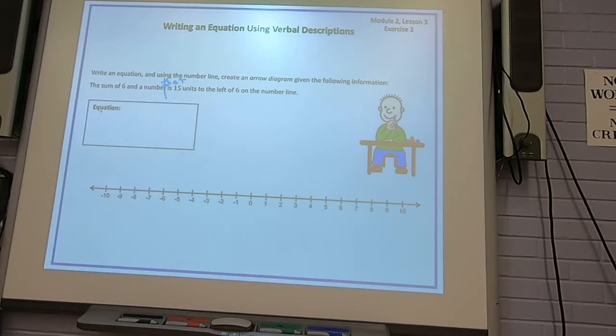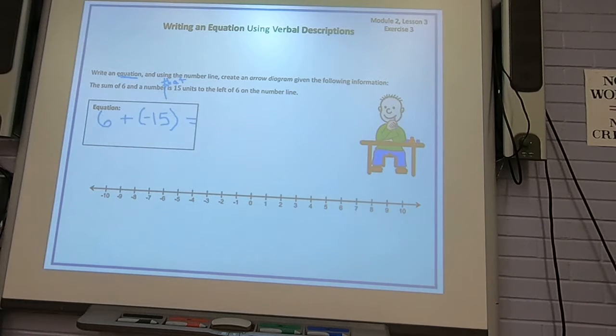So the sum of 6 and a number, sum means plus, and a number that is 15 units to the left. So it's negative. Alright, it says write an equation, so I know I need an equal sign. So I'm going to try to find the answer.